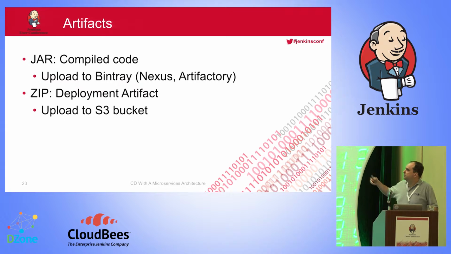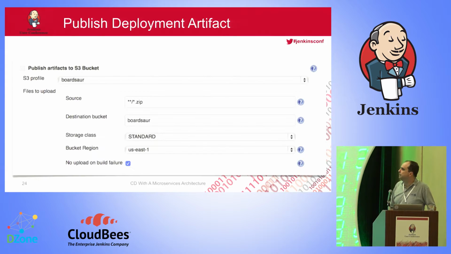So the build will produce both jar files, which I could upload to Bintray or Nexus or Artifactory, and zip files, which are my deployment artifacts, which I might upload to an S3 bucket. That's what I'm actually going to do. You might also upload those to your Bintray or whatever you're putting the jars in as well. And I could use the S3 publisher for that.